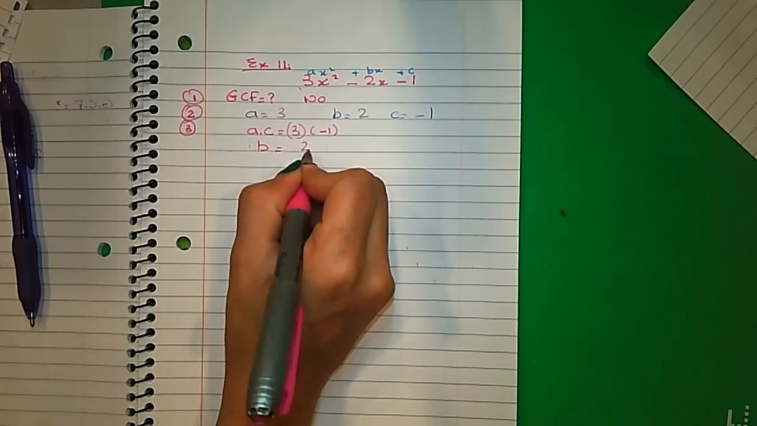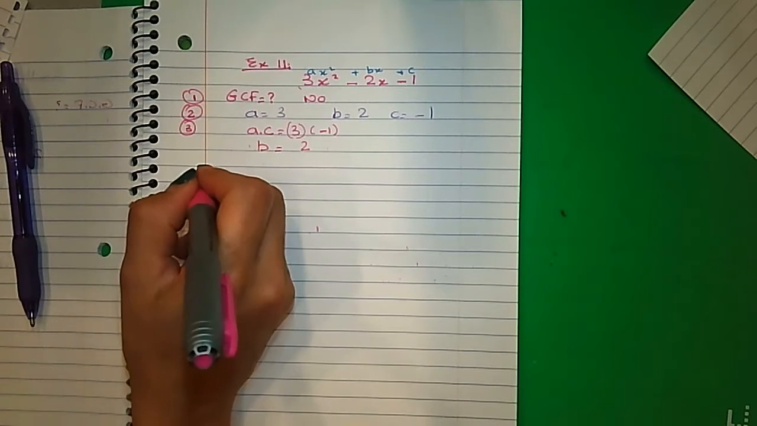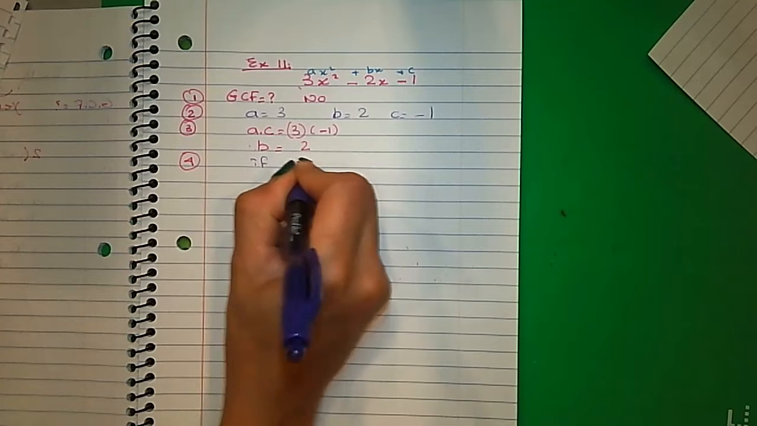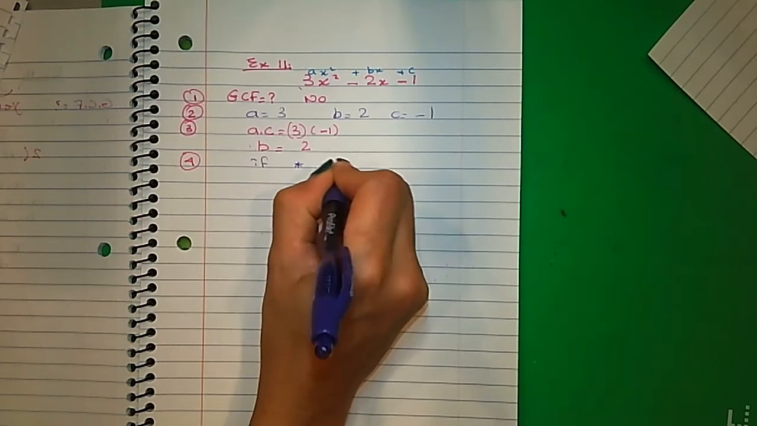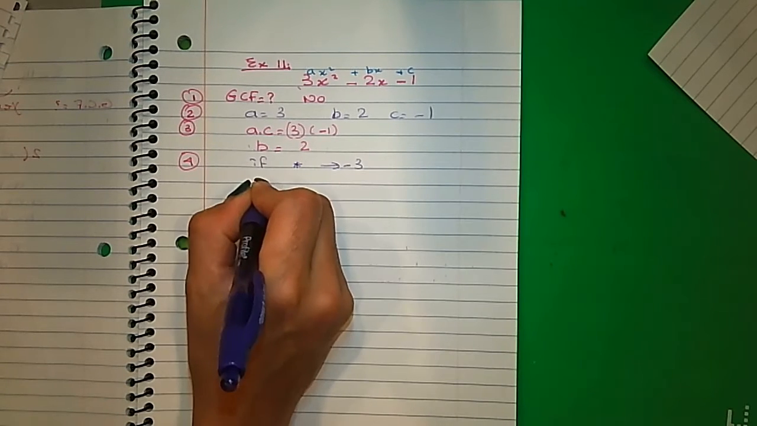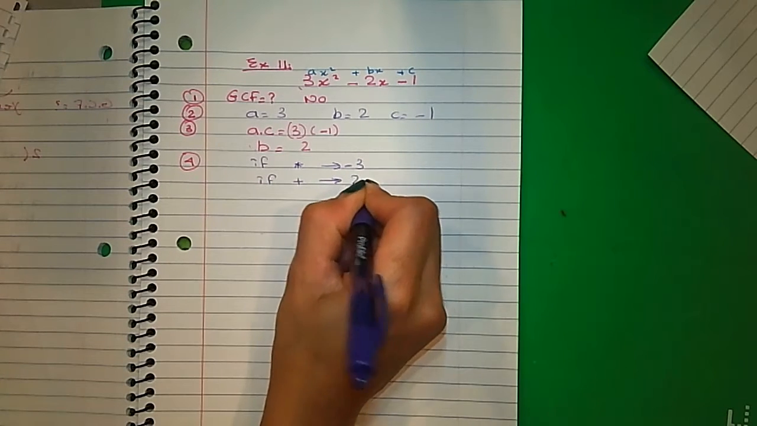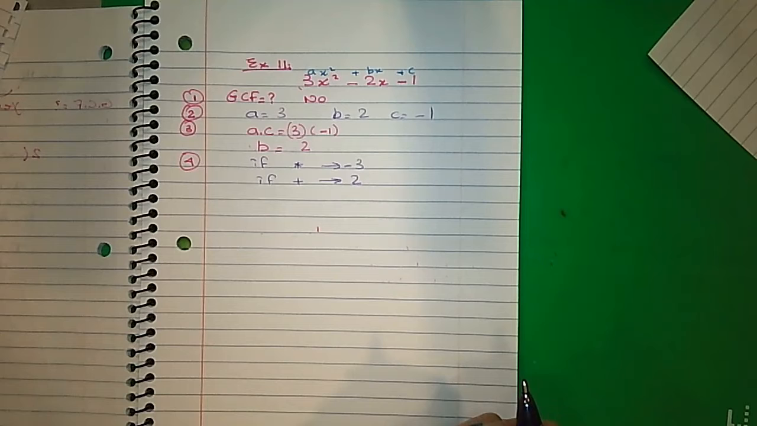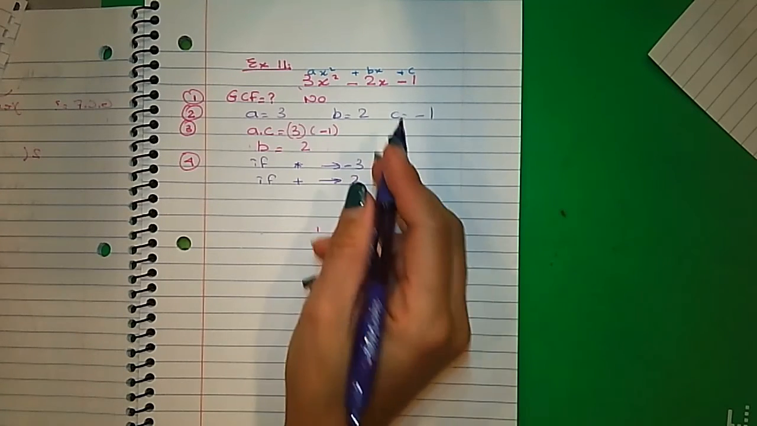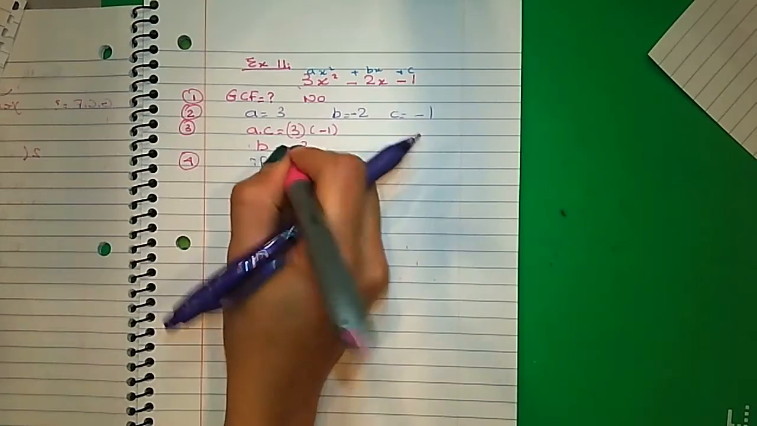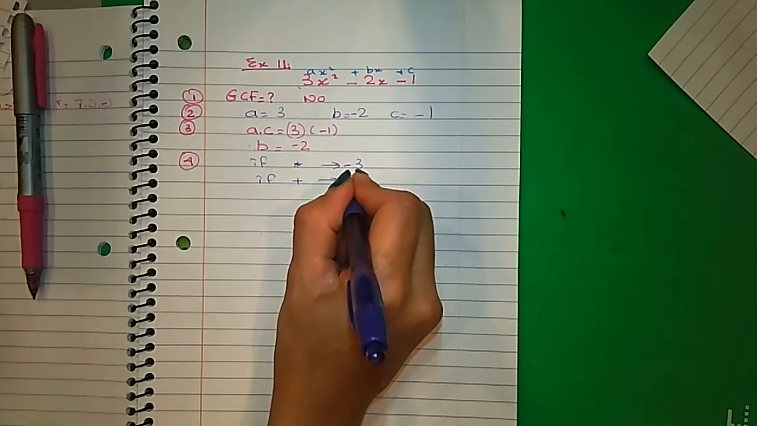Now, part 3 is, as we said, a times c, which is 3 times negative 1. B is negative 2. So in other words, I'm looking for two numbers: if multiplied, I should get negative 3, and if added, I should get negative 2. I'm sorry, yeah, you're right, this one is negative 2 right here.